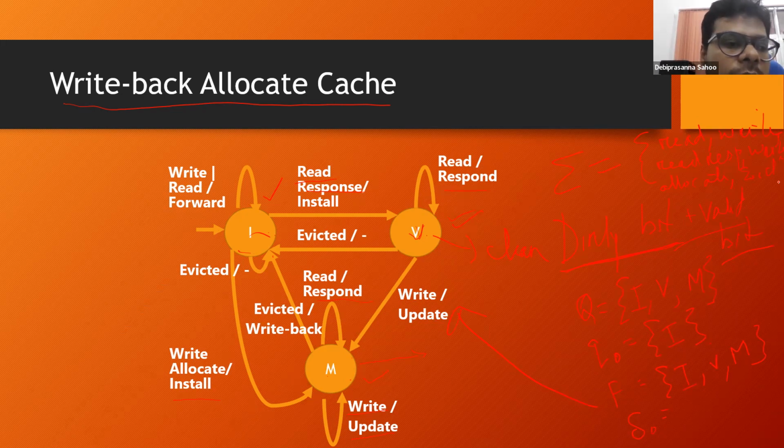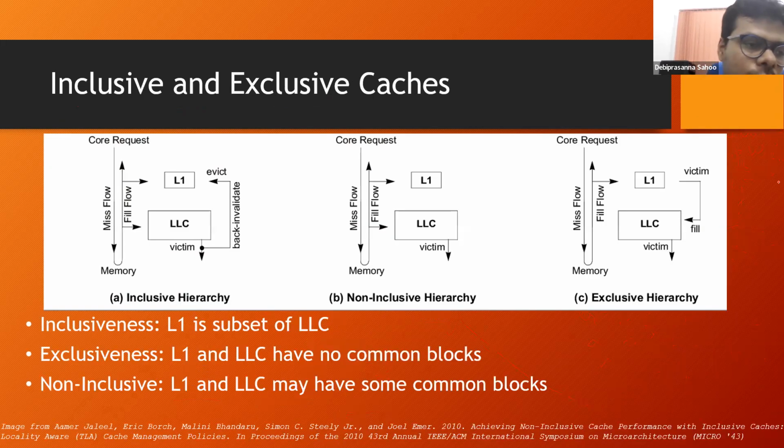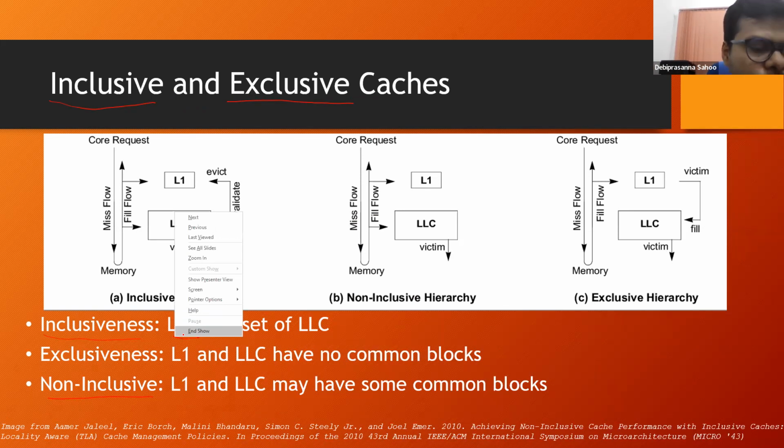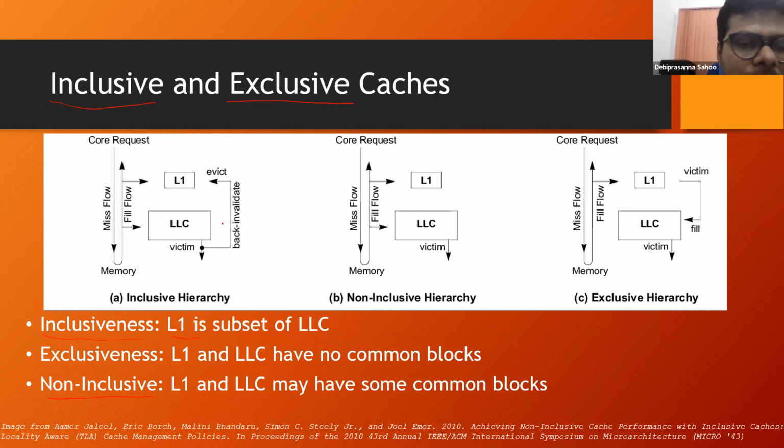Now let's go into multiple hierarchical caches. So you have three different types of organization of a hierarchical cache. It can be an inclusive cache, it can be an exclusive cache, or it can be a non-inclusive cache. Now in an inclusive cache, your first level cache is a subset of the next level of cache. So here we are considering two caches, L1 cache and LLC or last level cache or L2 cache. I'll use the terms interchangeably, L2 cache and LLC. LLC means last level cache.